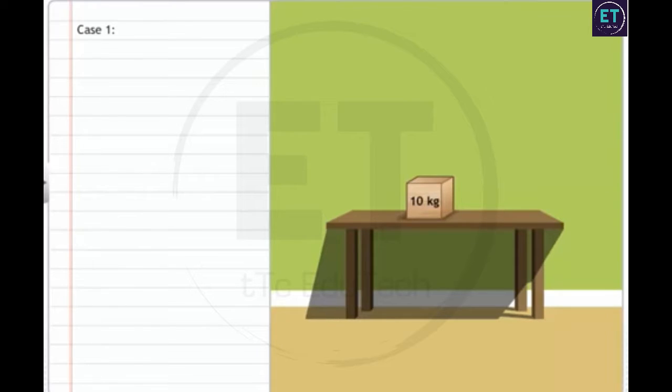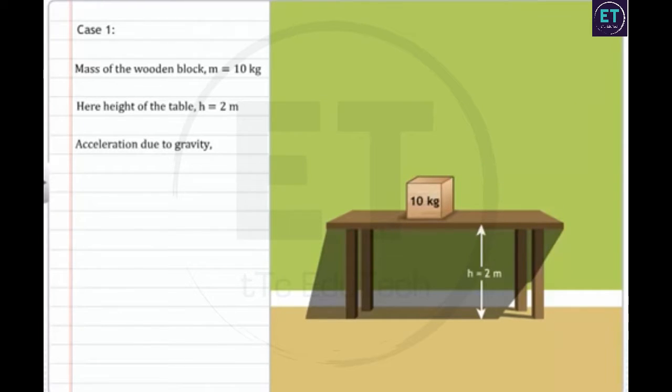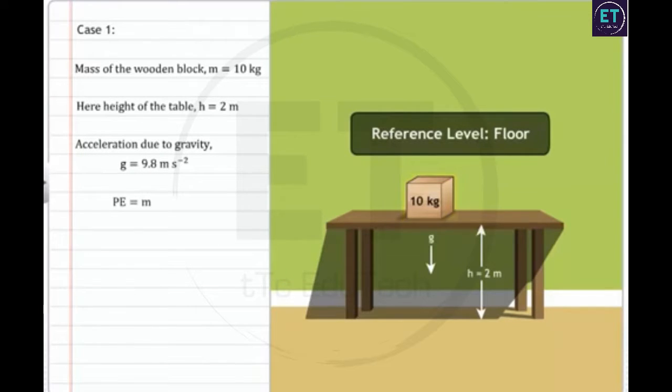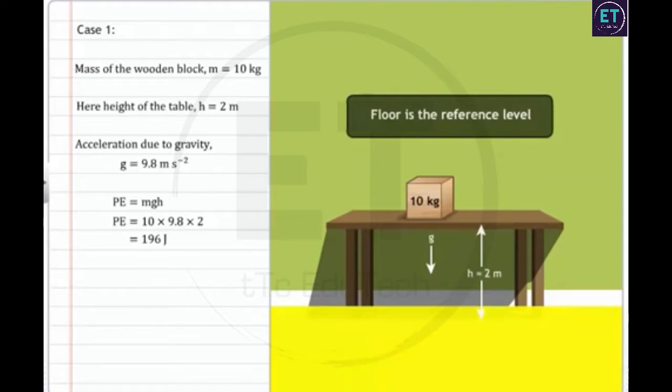Case 1. Consider a wooden block of mass 10 kilograms placed on the surface of a table of height 2 meters. If acceleration due to gravity is 9.8 meters per second squared, then the gravitational potential energy of the block with respect to the floor is the product of its mass, acceleration due to gravity, and its height from the floor. Calculations show that the gravitational potential energy of the block is 196 joule. As you can see, these calculations determine the gravitational potential energy of the block with respect to the floor. Hence, here, the floor is the reference level.